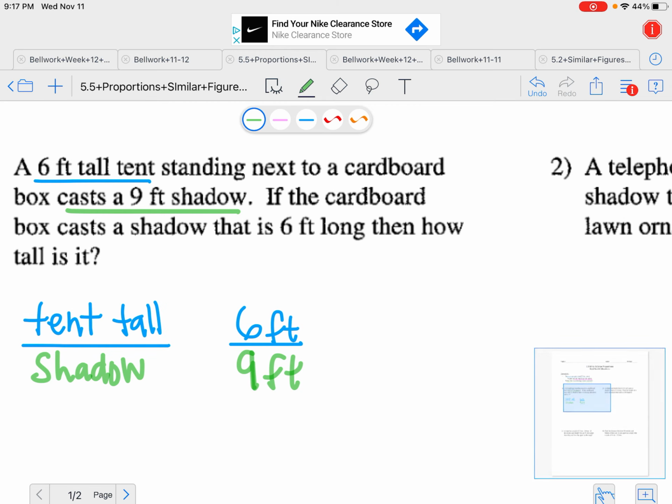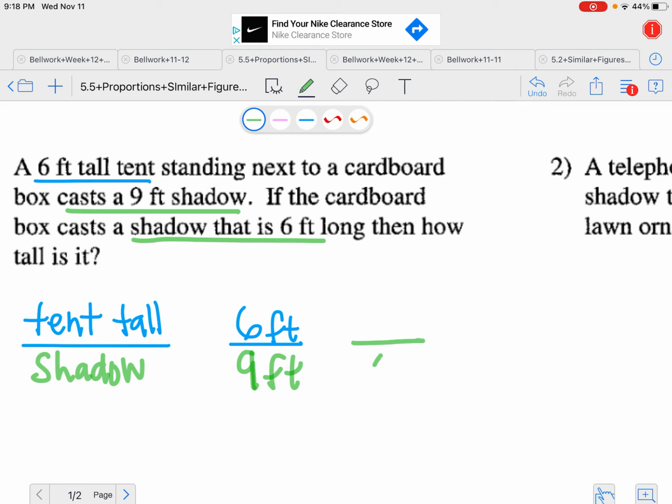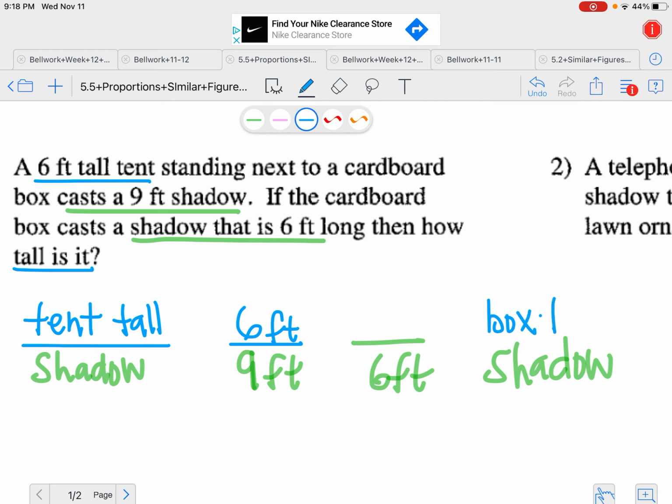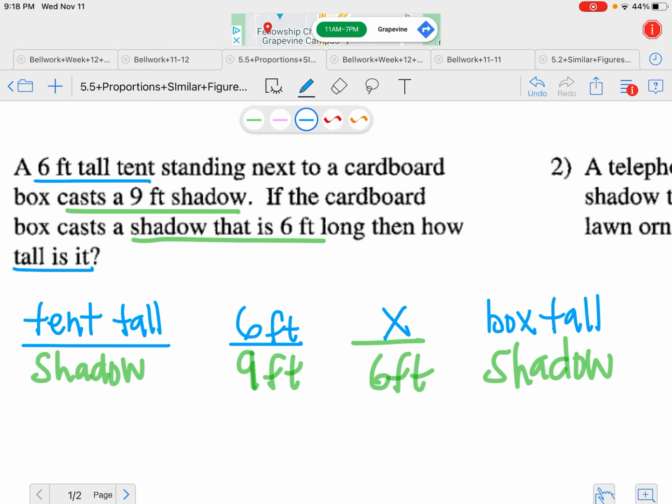When I read the rest of the problem, it says if a cardboard box cast a shadow that is 6 feet long. Okay, so my shadow was in green. So I'm going to continue going the 6 feet. Now is the shadow of this other object. It was a cardboard box. It says, how tall is it? So I need to know how tall the box is. And I don't know it right now, so that's where I put my X.